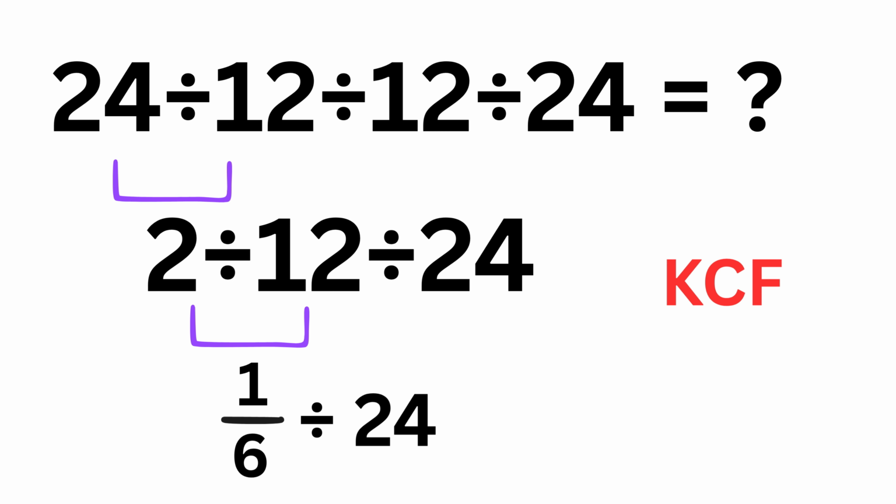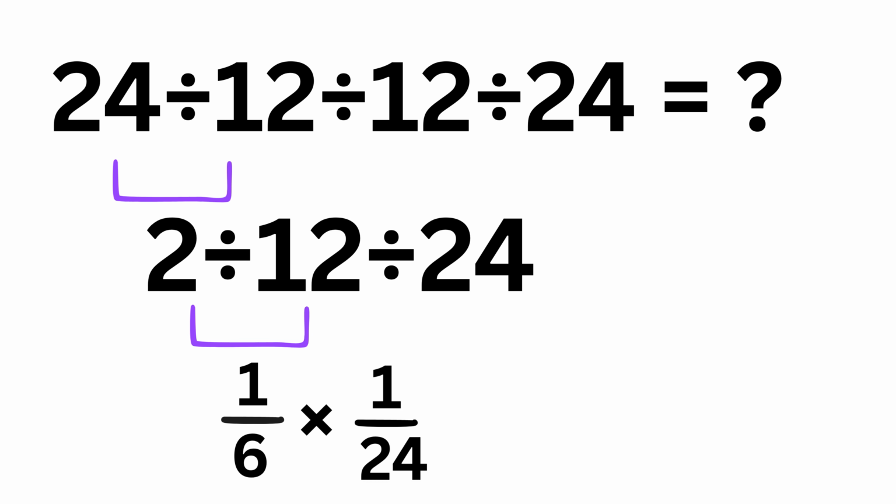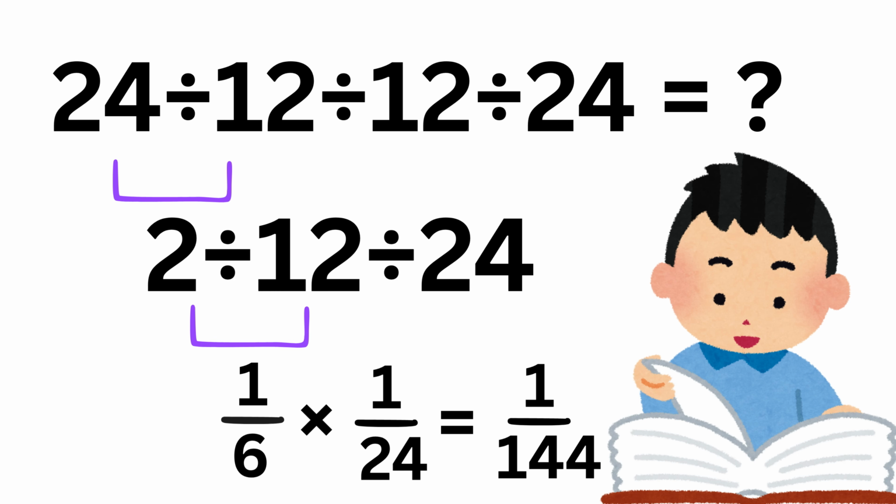Now, according to the KCF rule, K stands for keep, C stands for change, and F stands for flip. We keep the first fraction, change division to multiplication, and flip the second fraction. So we get 1 over 6 multiplied by 1 over 24, which equals 1 over 144. And this is our final answer to this problem.